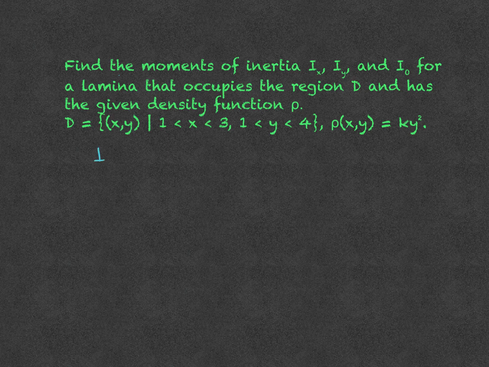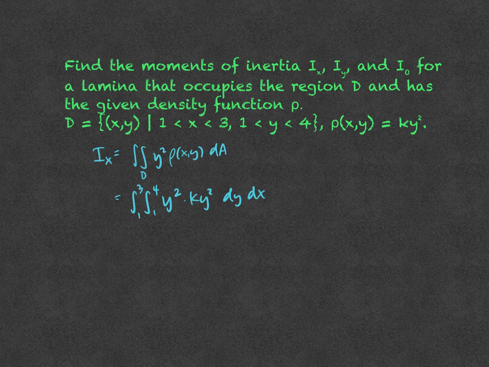So let's start with I sub x. So I sub x is equal to the double integral, and you're going about the x-axis, so it's the double integral of y squared times rho of xy with respect to the area of the region. So we're going to say the double integral, and y squared is y squared, and rho is ky squared. And let's go with respect to y and then with respect to x. So the outside one is x, 1 to 3 for the bounds, and the inside integral is 1 to 4 for the bounds for y.